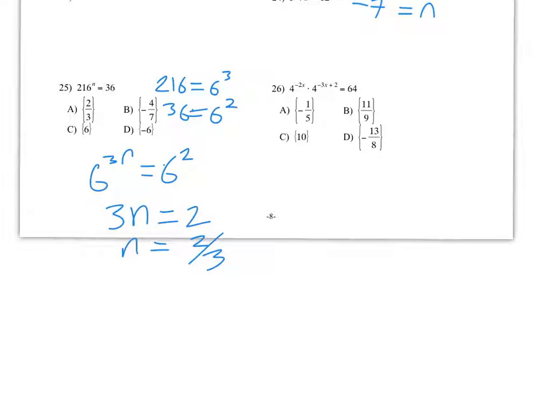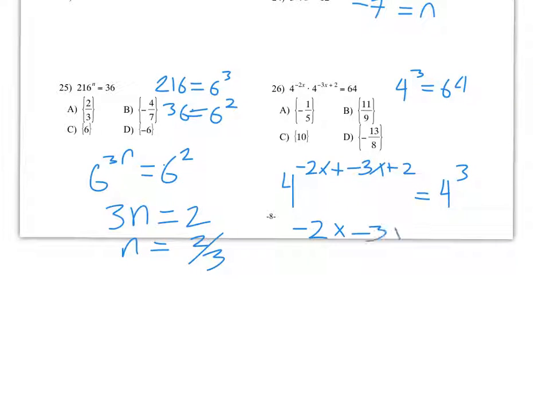For number 26, I've got to write all these as the same base. And I might know that 4 to the 3 is equal to 64. That's going to give me 4 to the negative 2x. If I'm multiplying, I'm really adding the exponents. Negative 3x plus 2 is equal to 4 to the third. In other words, negative 2x minus 3x plus 2 is equal to 3.